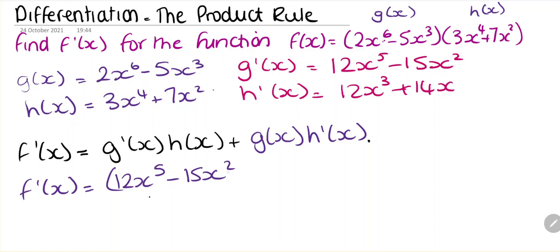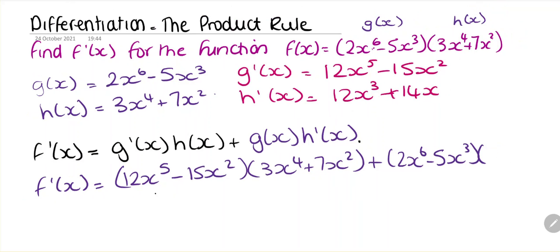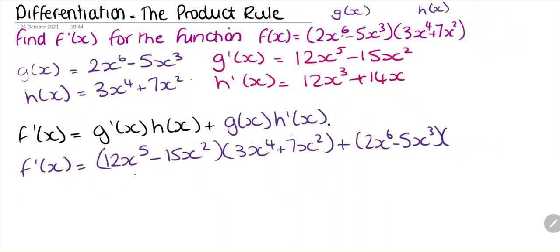And then this is going to be multiplied by h. So h original is going to be 3x^4 plus 7x squared. And then we're going to plus our g of x, 2x^6 minus 5x cubed. And this is going to be multiplied by the derivative of h, which is going to be 12x cubed plus 14x.